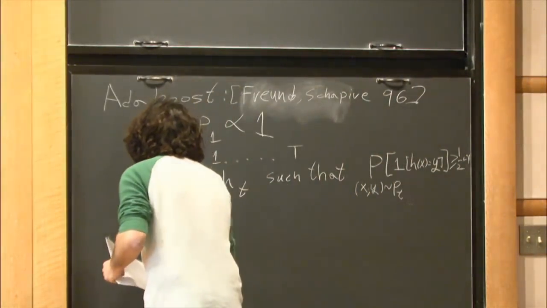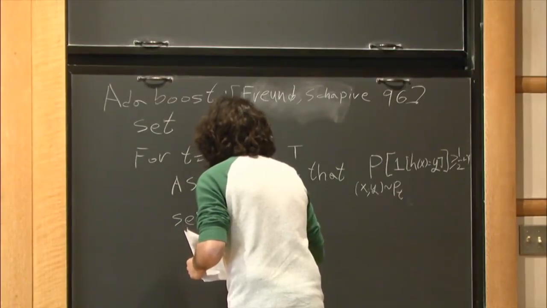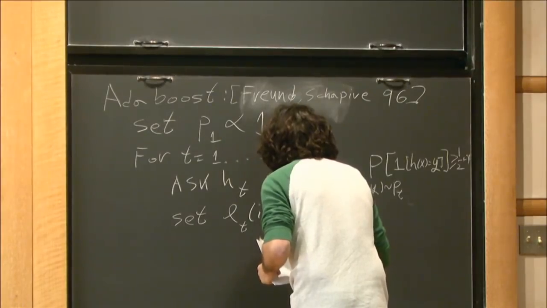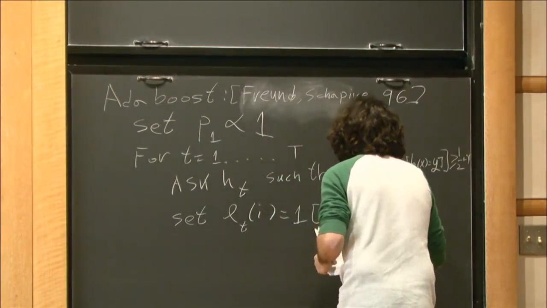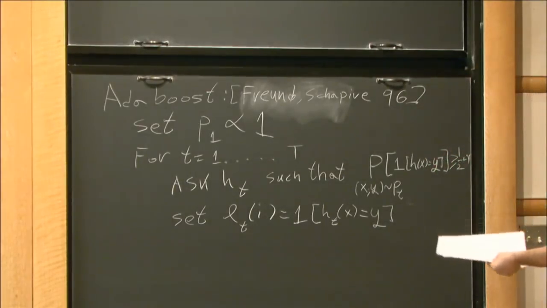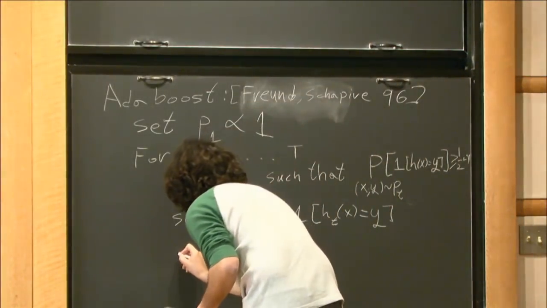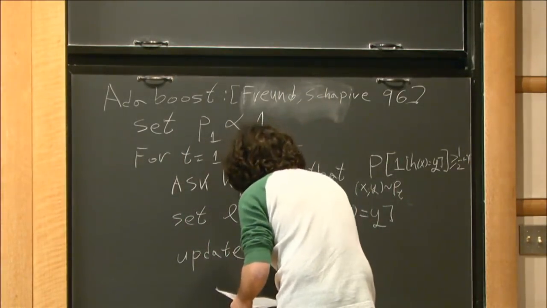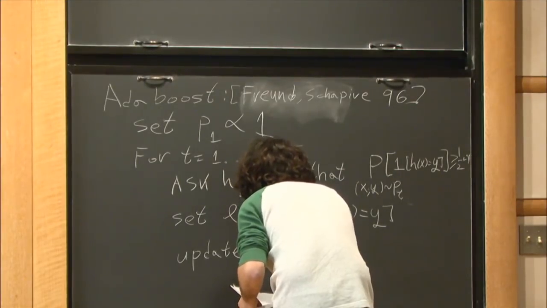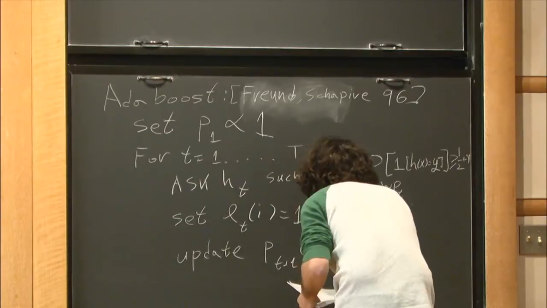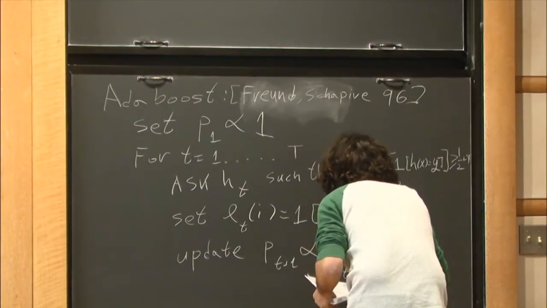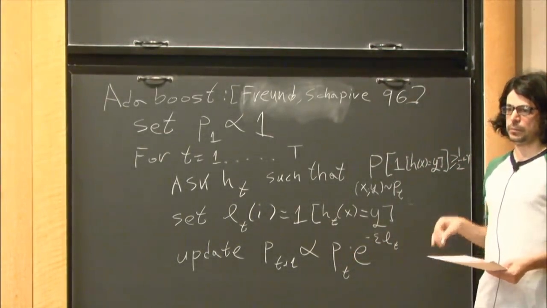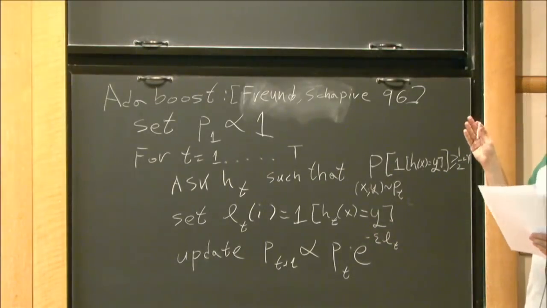And then we set L_t(i) to be basically a 1 wherever I'm right and 0 wherever I'm wrong. So it's a vector. And we're going to change the distribution over the sample, so P_{t+1} is going to be proportional to P_t times e to the minus epsilon L_t. This is a pointwise multiplication.